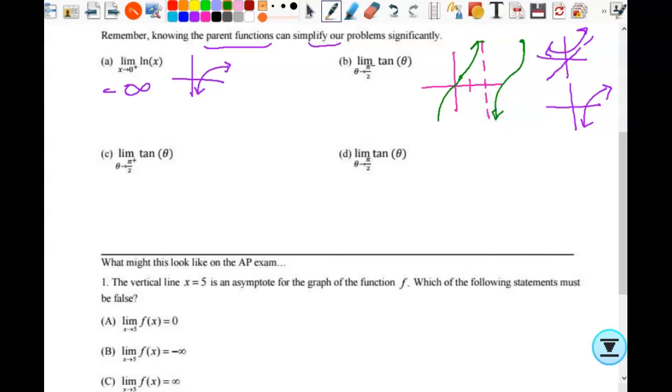So as I approach pi halves from the left, what's my answer? Positive infinity. As I approach pi halves from the right, what is it? Negative infinity. As I approach pi halves, what is it? Does not exist. You see how you can reason through it? Okay, if you don't remember exactly, you know enough. I promise you know enough, or I wouldn't be asking you without just teaching you straight up, because I know what you can and can't do. All right, let's look at this last one.